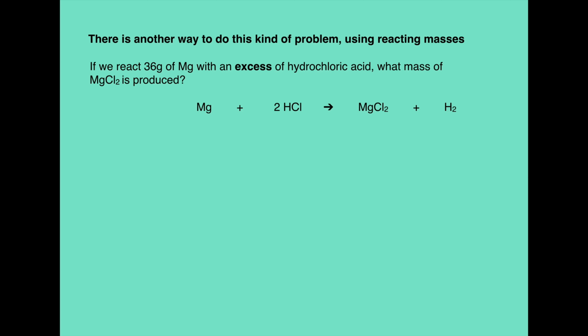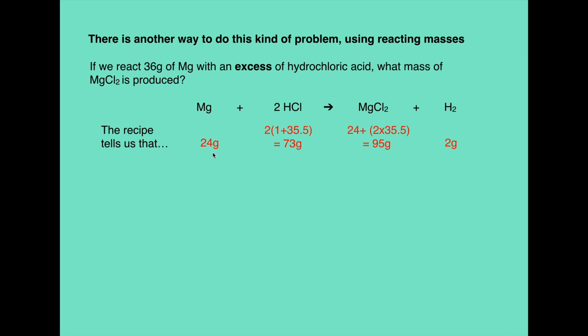There is another way to do this kind of problem. Let's have a little look at this. It refers back to what we did when we talked about the ratios of the relative atomic and molecular masses in equations. We're going to call this second method reacting masses. So if we take the same equation again, we work out the mass of each of the things in the equation, the reactants and the products.